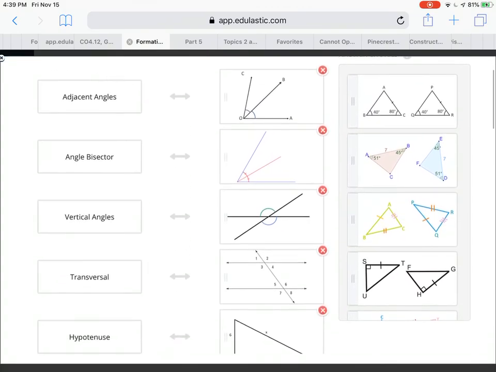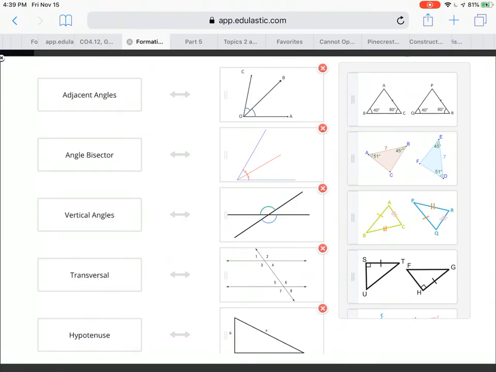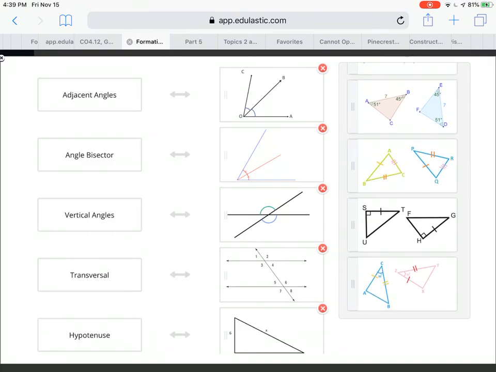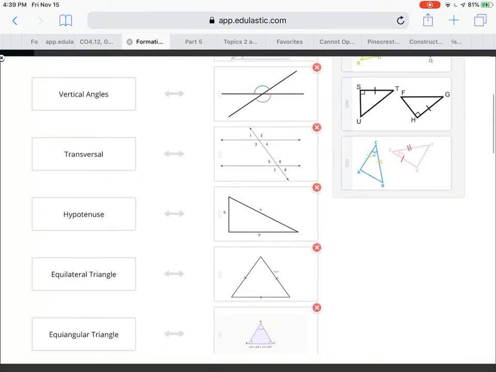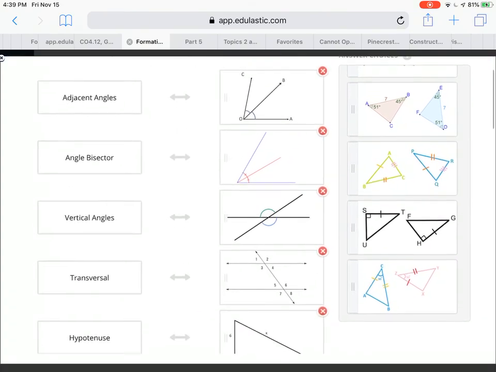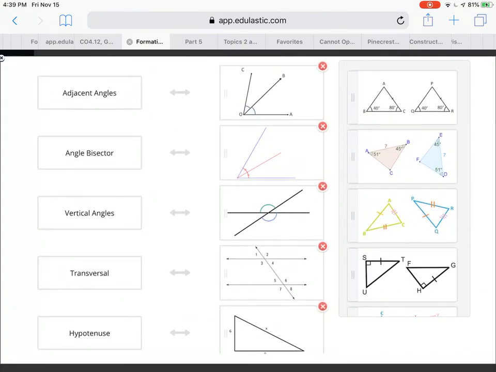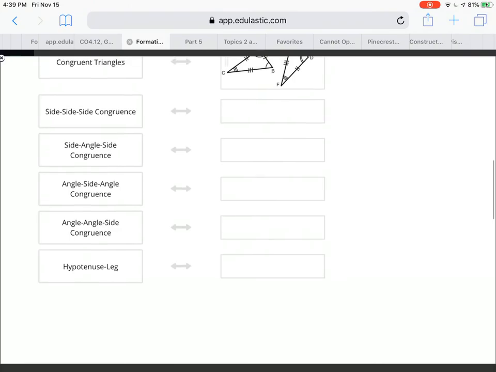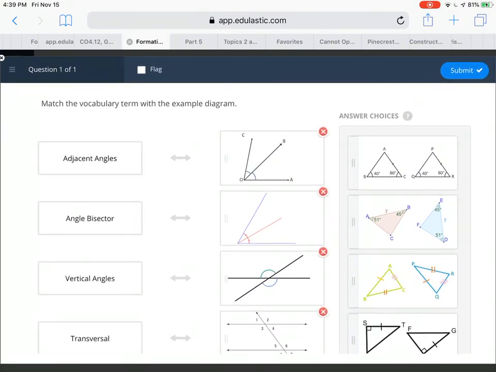Okay, and then angle angle side congruence. That is the picture at the very top. Triangles ABC and PQR. The two pairs of angles that are congruent are the two 40-degree angles and the two 80-degree angles, and then that one side to the right. So that's angle angle side congruence. And the way that we would say that with the definition was it's two angles and an unshared side, as opposed to angle side angle, which was two angles and their shared side. Okay, so that's the very top picture there.